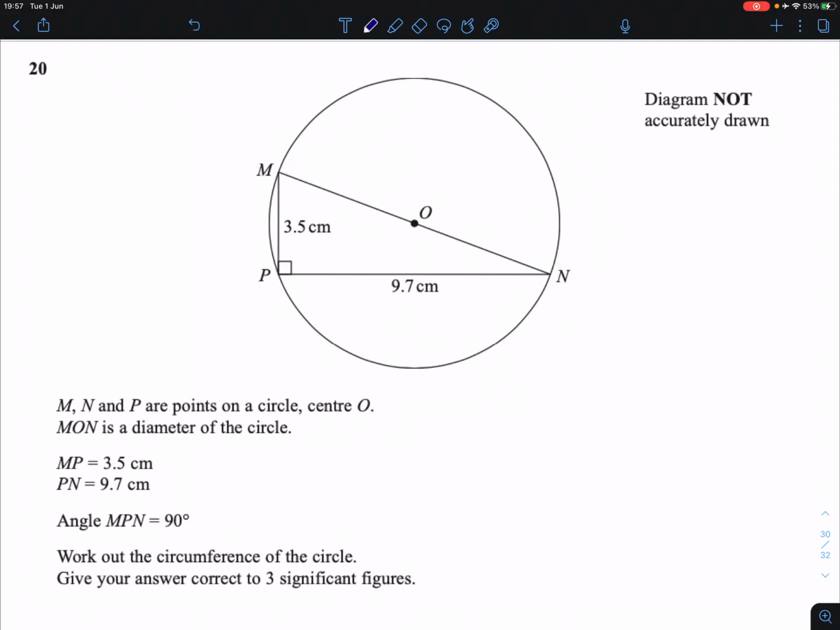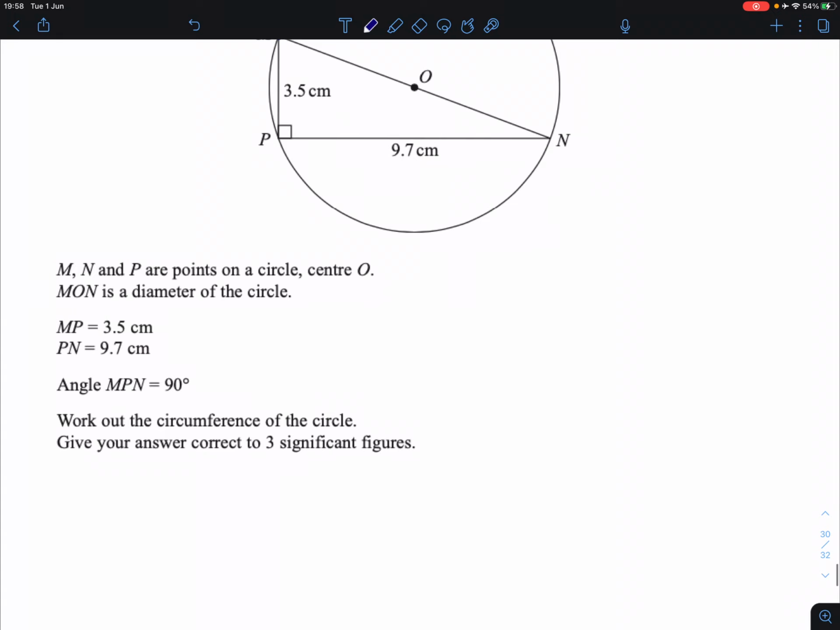Question 20. We have a circle with a right angle triangle in it. We're told that M, N, and P are points on the edge of the circle, and that the center here is O. We have been given two measurements, 3.5 for this length here, and 9.7 for that length there. We are again told that it's right angled like that. Work out the circumference of the circle.